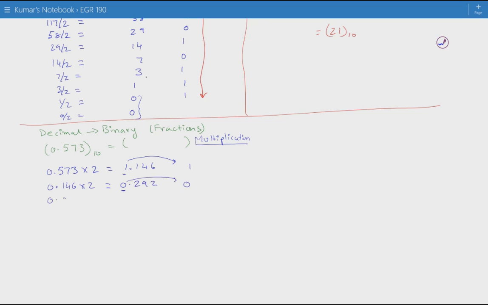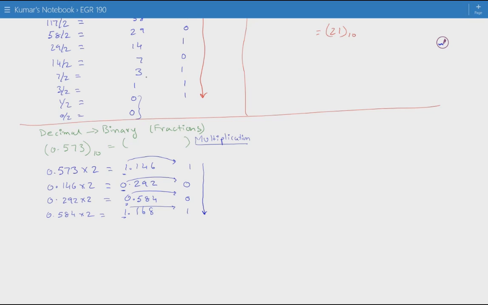Take the remainder, 0.292 multiplied by 2 will give me 0.584. Follow the same process. 0.584 multiplied by 2 will give me 1.168. Take this 1 and write it down. You can keep on going, but basically I would stop at 4 values, and once you write it, all you need to do is write it back.